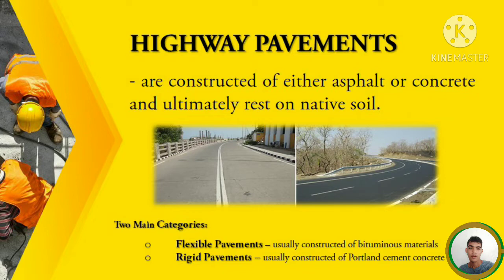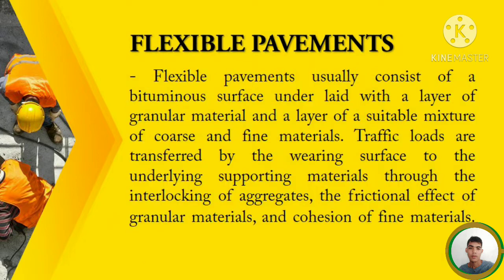So highway pavement is divided into two main categories. The first one is the flexible pavement, which is our central focus, and it is defined as the one usually constructed of bituminous materials. Secondly, we have rigid pavements, usually constructed of Portland cement concrete.